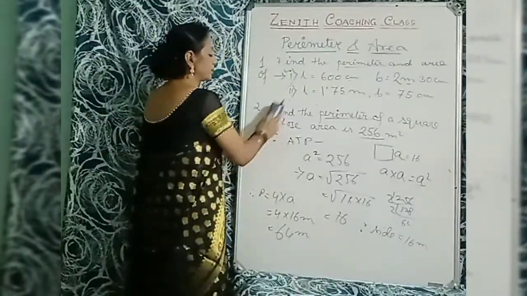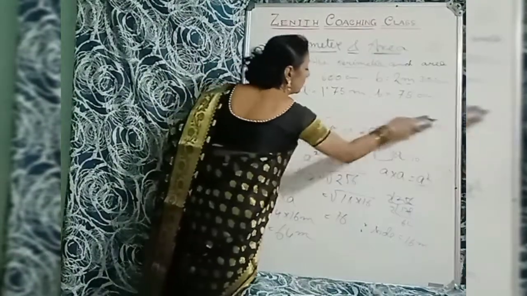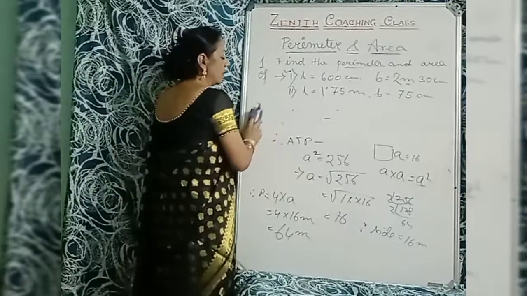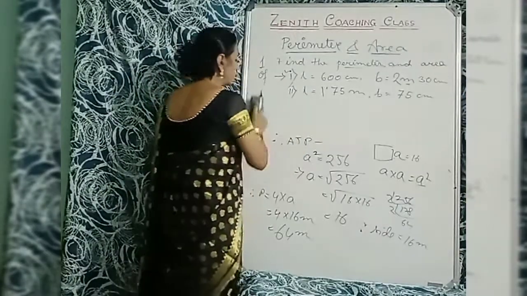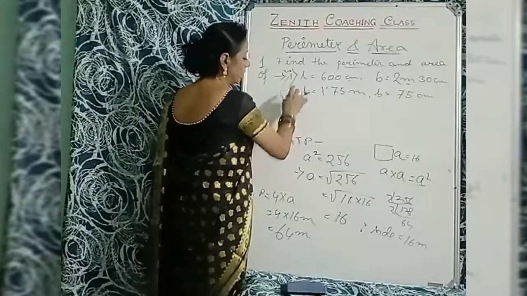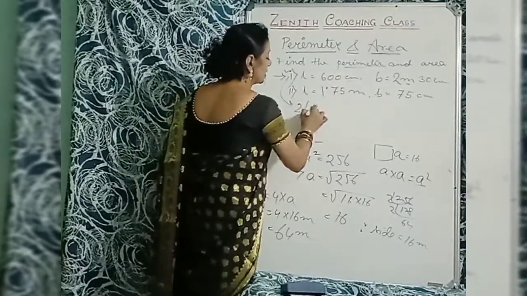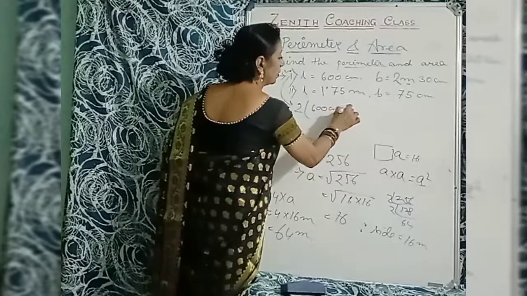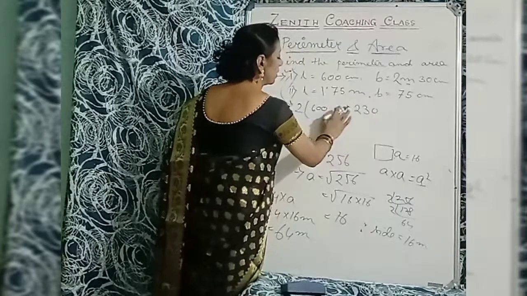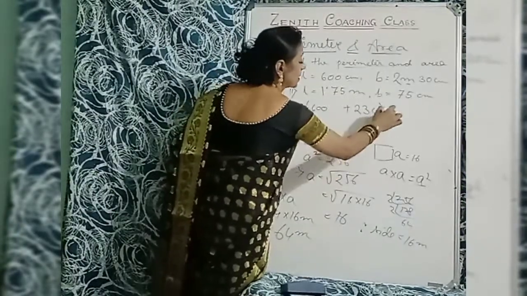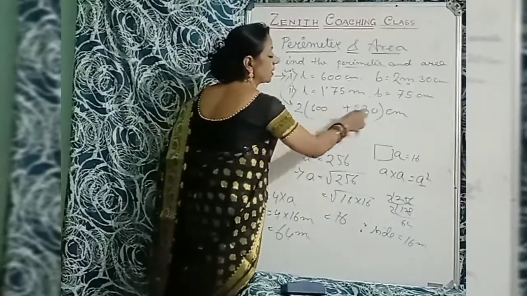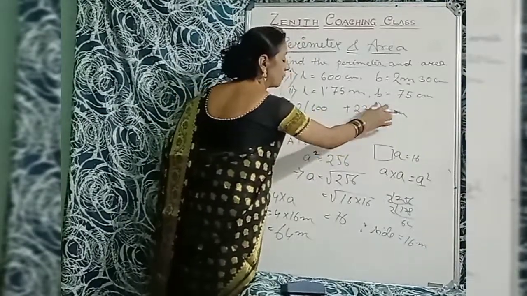I asked you to find the perimeter, but I didn't teach you. So let's think. First, the formula of perimeter of a rectangle. What is the formula? That is 2 into (L plus B), that is 2 into (length plus breadth). Question number 1: 2 into (length plus breadth), that is 600 centimeter plus 2 meter 30 centimeter, equals 230 centimeter. So not writing centimeter each time, just you put a bracket, then you will just write centimeter after the bracket.